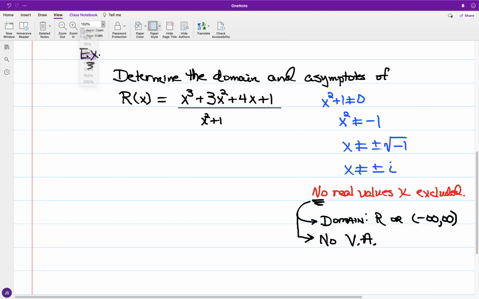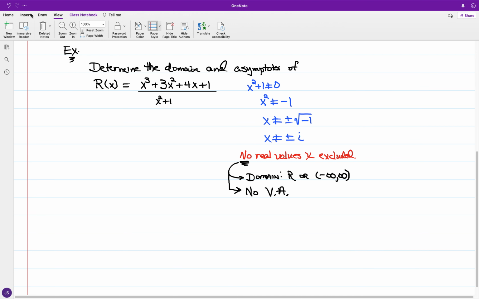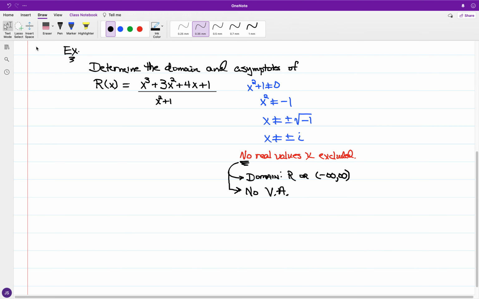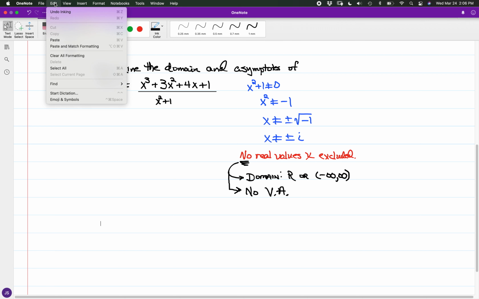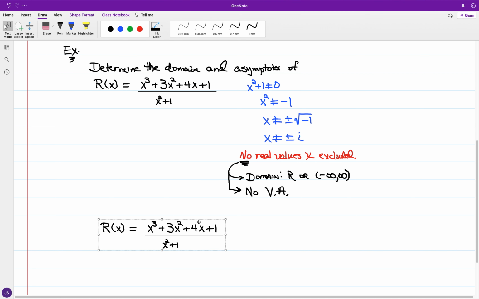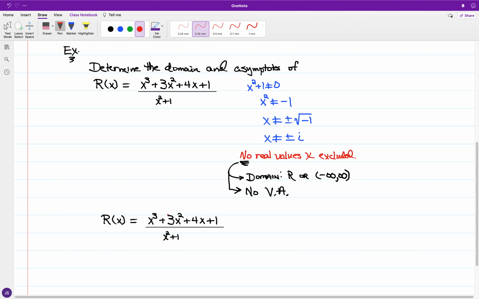Now, in terms of whether we have any kind of asymptote, the categories are either horizontal or slant asymptotes. And just looking at what we have here, it is going to come down to the comparison of the degrees existing in the numerator and denominator. So in the case of the numerator, the highest degree term is x to the third.